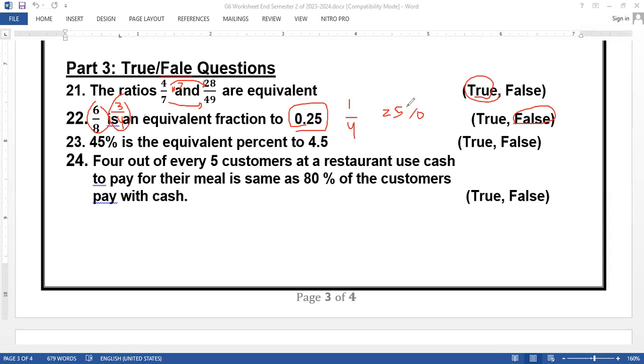which is 25 over 100, which is quarter. But this is not quarter, so false.